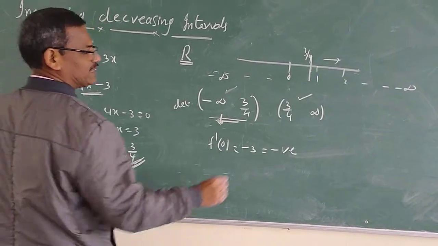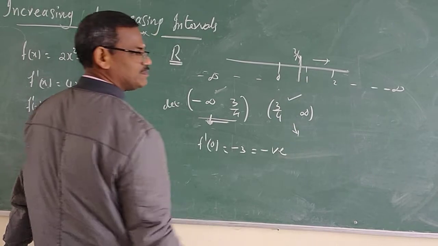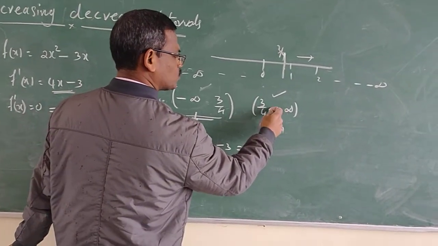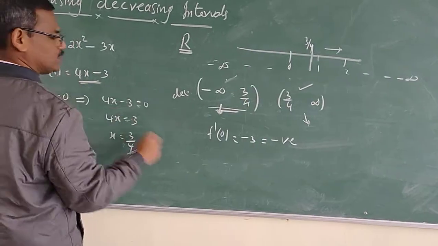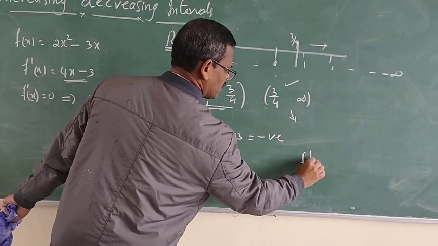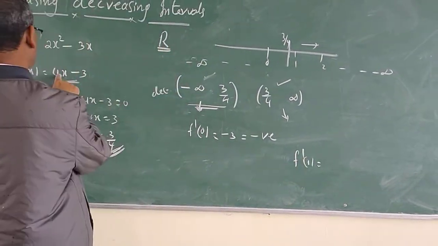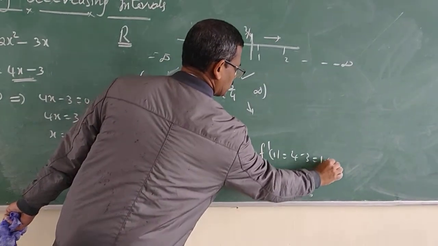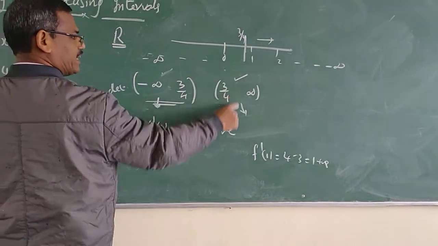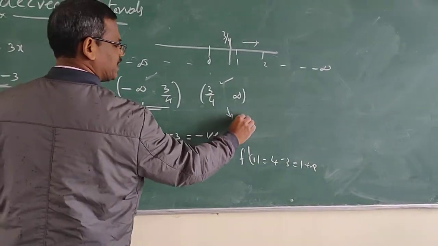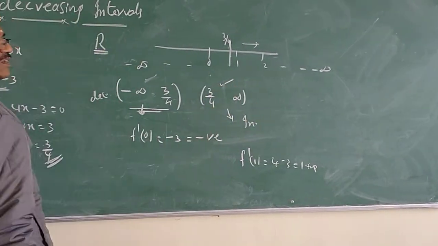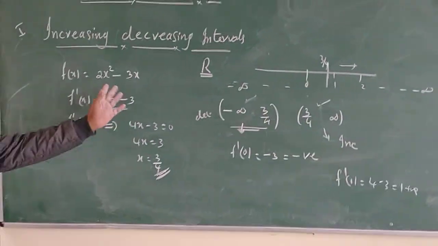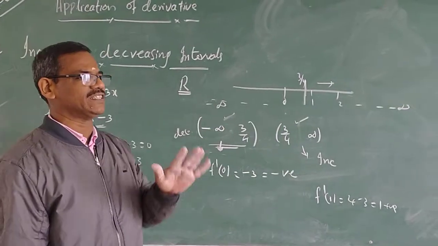Okay. Now take a point of this interval. What is the point we can take? 1 we can take. 1 belongs to this interval. So what is f dash 1? F dash 1 means 4 minus 3. That is equal to 1. It is positive. So here f dash is positive. So it is an increasing interval. So this is the way we will be finding out the increasing interval and decreasing interval.